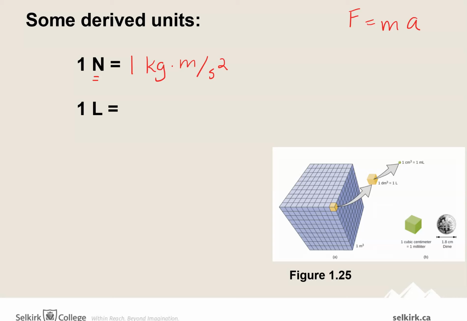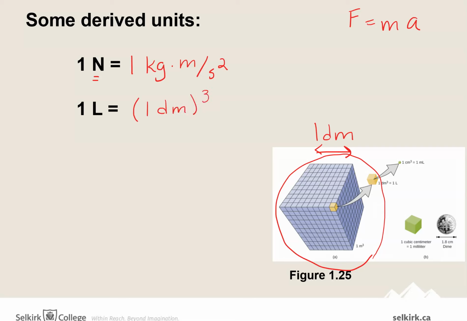The derived unit of a liter is going to be useful for you. Let's spend a little bit more time with that. A liter is a unit of volume. And a liter is defined as the volume of a cube that's 1 decimeter on each side. The volume of a cube is its length times its width times its height. So 1 liter is defined as a cubic decimeter.